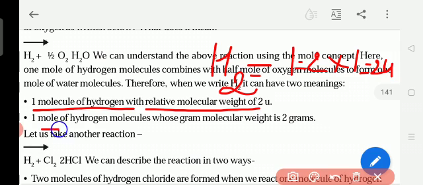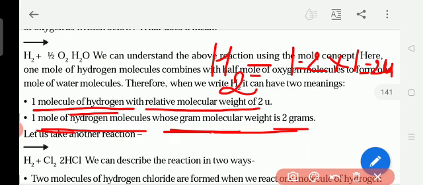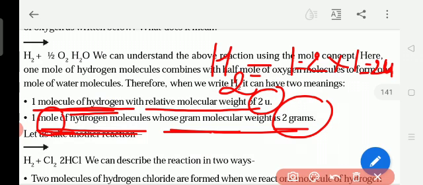Next one, 1 mole of hydrogen molecule whose molecular weight is 2 grams. If we say 1 molecule of hydrogen, it is 2 units. 1 mole of hydrogen molecule means what? Now we call it 2 grams. Without the mole, 1 molecule of hydrogen is 2 units. If we write 1 mole of hydrogen molecule, we write it as 2 grams. Understand the difference.